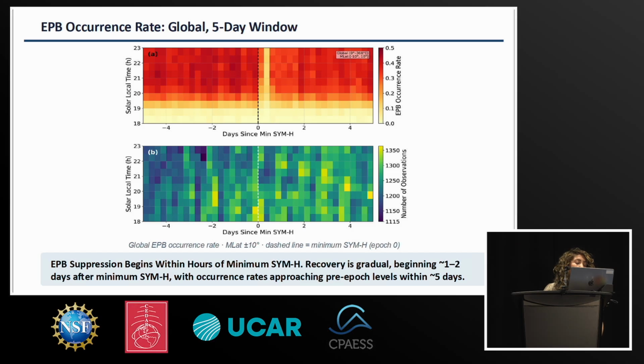In the upper panel, I'm showing the global EPB occurrence rate in colors as a function of epoch time and solar local time for a 5-day window around the minimum SYM-H. There is a clear color transition after the zero epoch from red to yellow. This indicates a drop in EPB occurrence just a few hours after the minimum SYM-H, and that later recovers gradually over the subsequent days. In the bottom panel, I'm showing the number of observations per bin that were used to create panel A, and it's possible to see that the observations were mostly uniform.